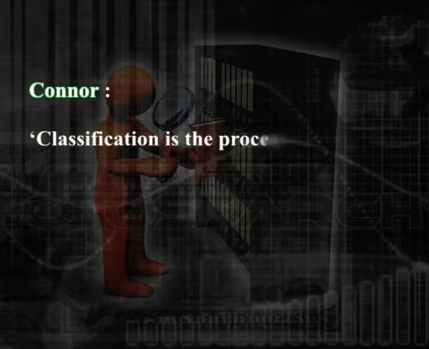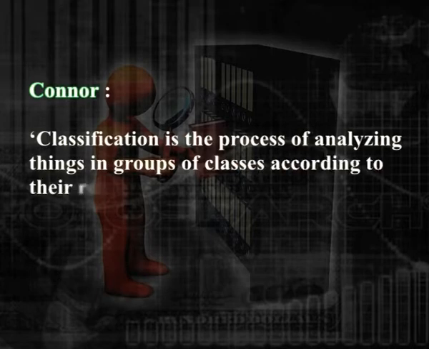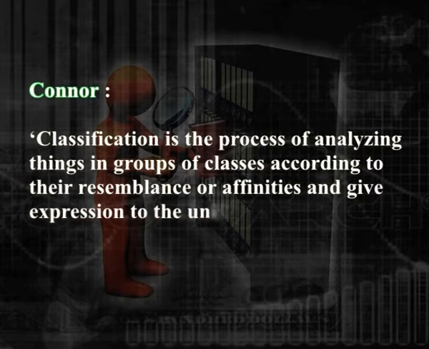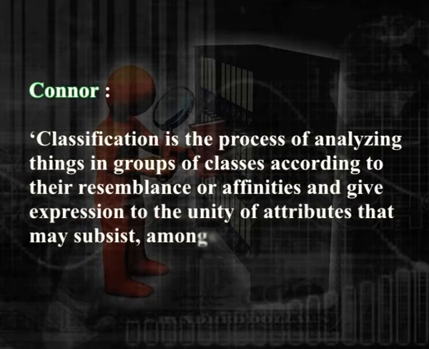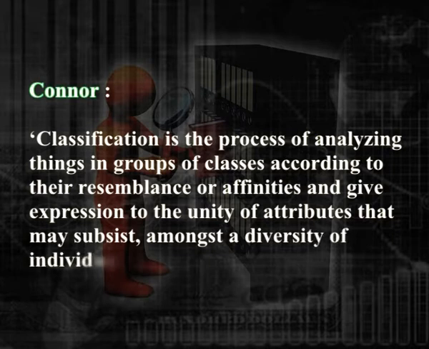After the data in a statistical investigation are collected, they should be arranged in an orderly fashion for the purpose of comparison and interpretation. Thus, the need for classification of data arises. According to Connor, classification is the process of arranging things in groups or classes according to their resemblance or affinities, and giving expression to the unity of attributes that may subsist amongst a diversity of individuals. Thus, the process of arranging data in groups or classes according to resemblance or similarities is, in technical parlance, called classification.